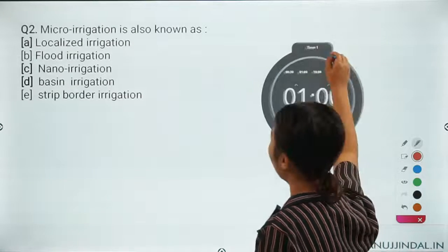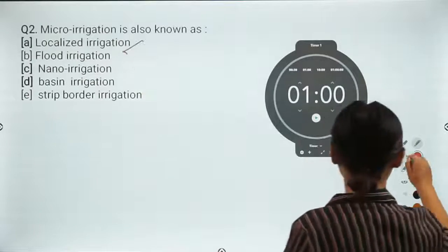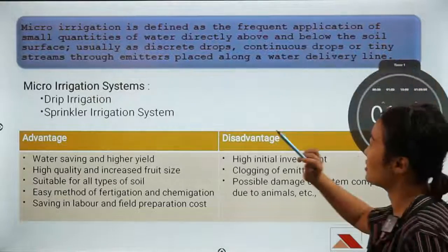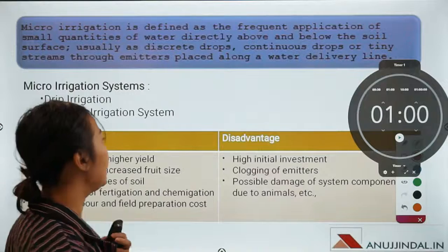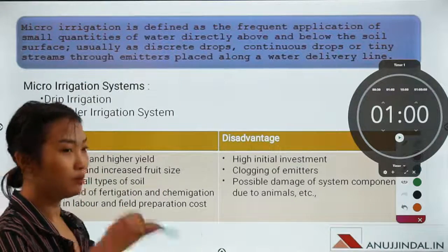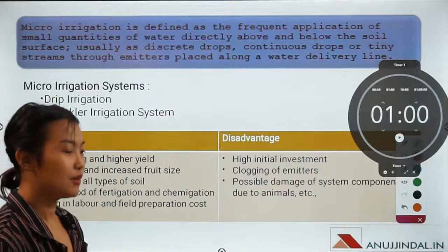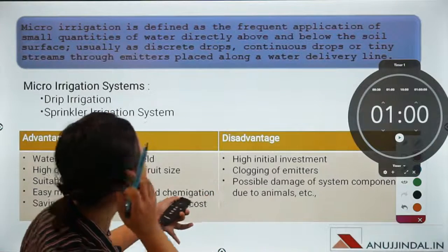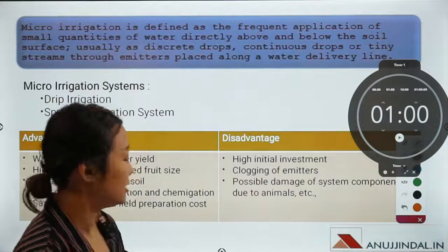All right, so the right answer for this is actually A, which is localized irrigation. So let's roughly understand what micro irrigation is. Micro irrigation is defined as the frequent application of water in small quantities directly above or below the soil surface. It is usually applied in a very discrete and meticulous manner, as continuous drops or streams through emitters placed along a water delivery system.